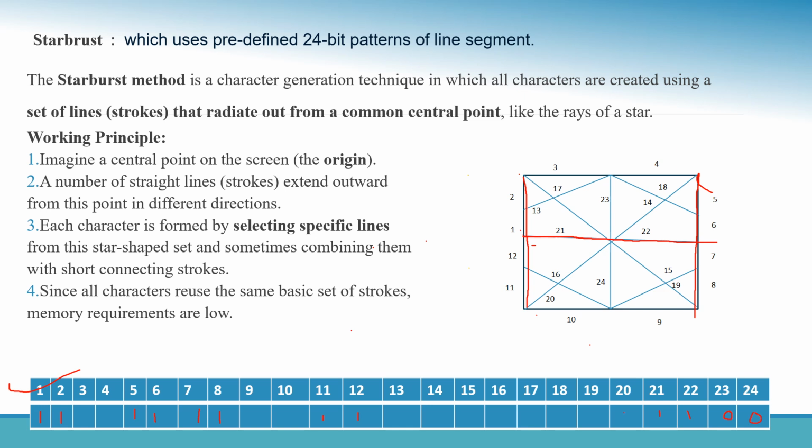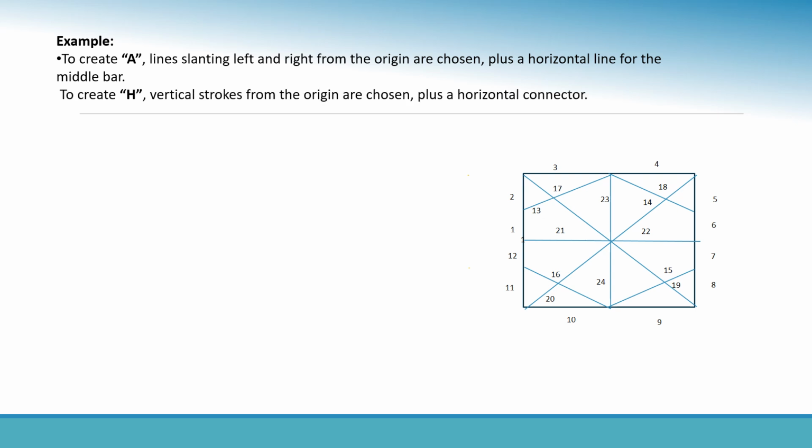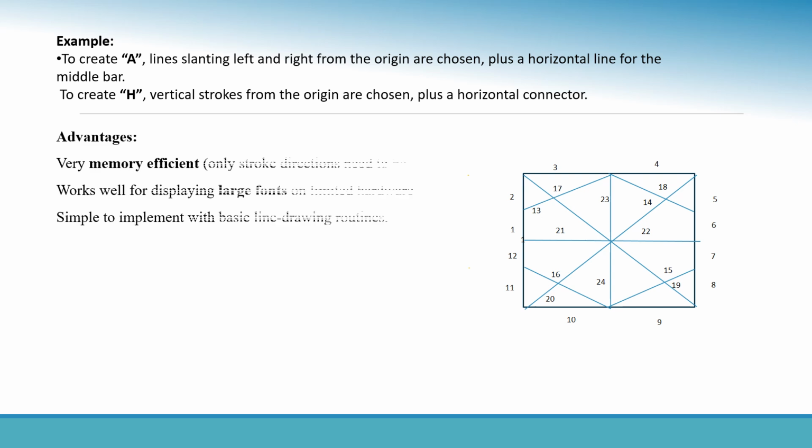So this is simple, but the line strokes should be mentioned correctly. Each line stroke has a number from 1 to 24. Now let's see the advantages of the starburst. Here we tried both characters, A and H.